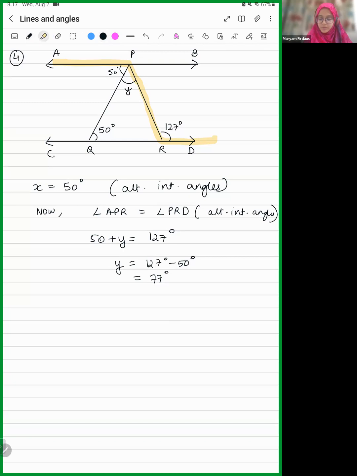Fine. So just note down this final answer. And the last question in this chapter, we will do it tomorrow, inshallah.